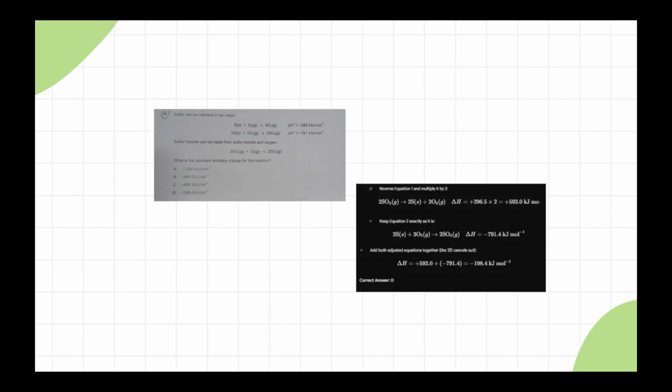Sulfur can be oxidised in two ways. Sulfur trioxide can be made from sulfur dioxide and oxygen. What is the standard enthalpy change for this reaction? So we have to reverse equation 1 and multiply it by 2, so that we can make this equation the same.